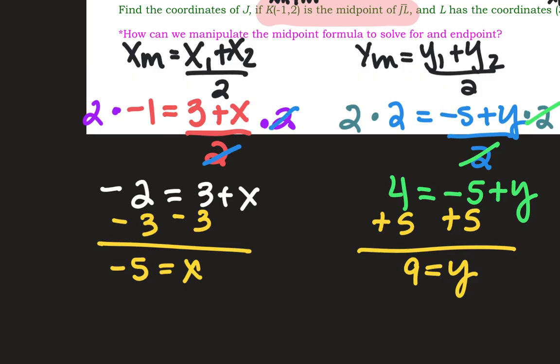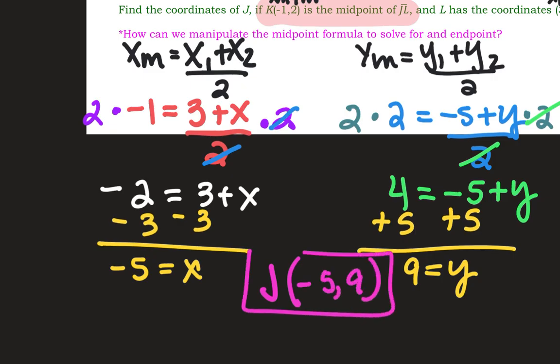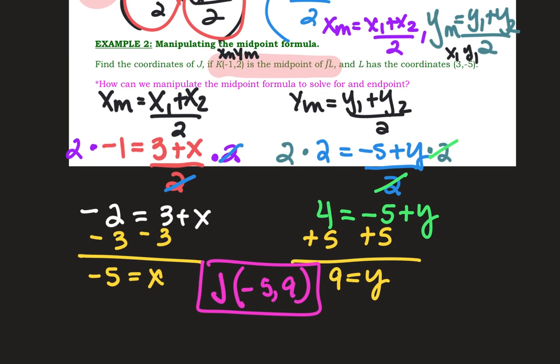What point were we looking for? The coordinate of what? J. So we can say J is located at -5, 9. This would be your answer right here. So you can check your work, right? This was an endpoint. So technically you can take this number and this one, add them and divide by 2, and I should get this as my outcome, because that's the middle point. If this is an endpoint and this is an endpoint, the average should give me the middle point.